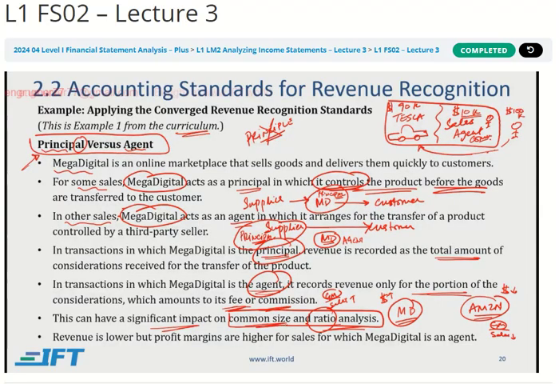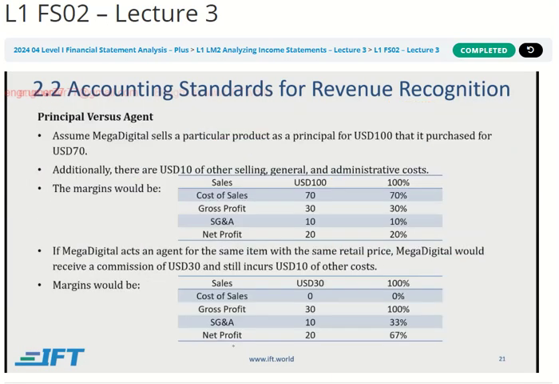And common size also, this is something we discussed in the previous learning module, that we look at everything as a percentage of total sales on your income statement, and we look at everything as a percentage of your total assets in your balance sheet, and that is known as common size. So again, if the sales figure is very large, then all the percentages will look very small. And if they record everything as an agent, the revenue will be lower, but profit margins will be higher. And if they record everything as a principal, sales will be higher, but profit margins will be lower.